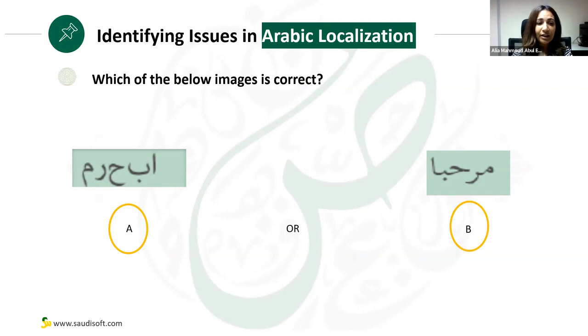Yes, so B is correct. And as stated earlier, Arabic is considered a cursive language where all the letters are connected. And in figure A, you can see that the letters are broken up.